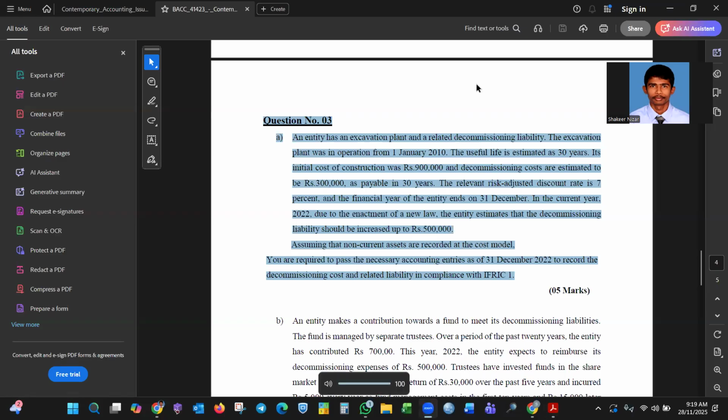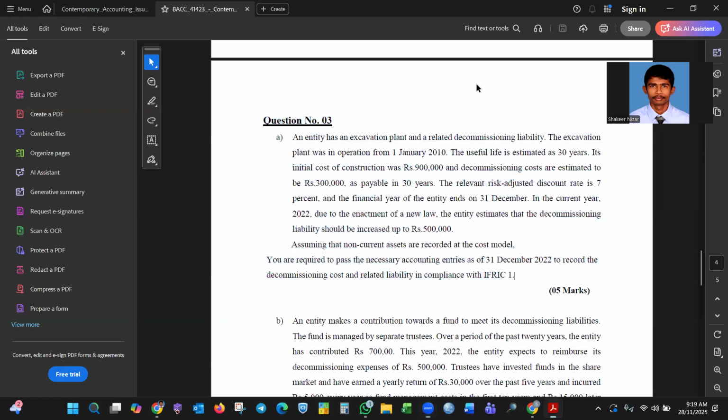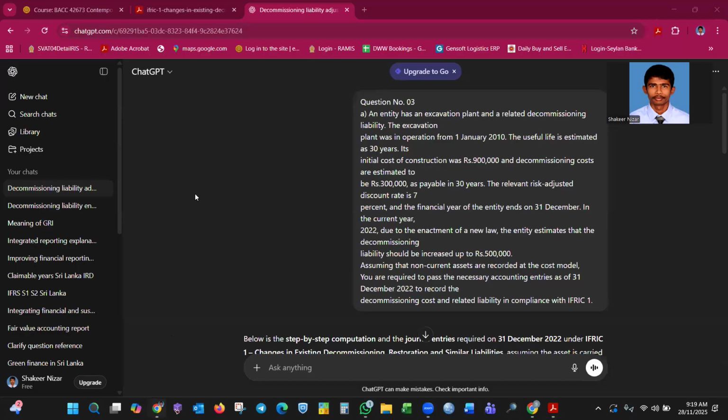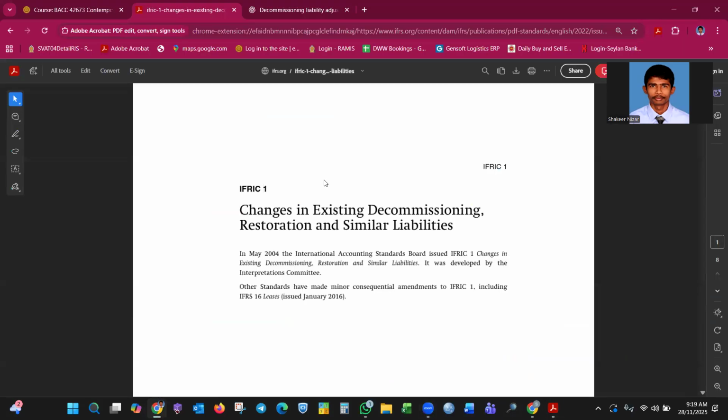Okay, good morning. So today we're going to discuss IFRIC 1, changes in existing decommissioning, restoration and similar liabilities. Decommissioning means removal. In May 2004, the IASB issued IFRIC 1. It was developed by the Interpretations Committee.